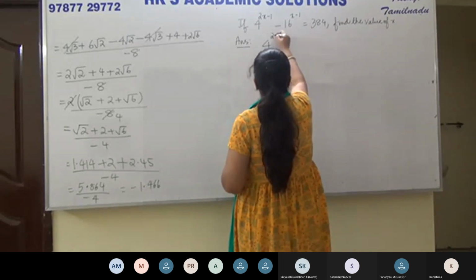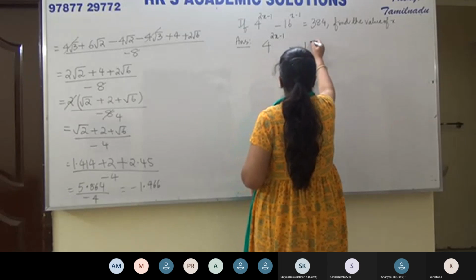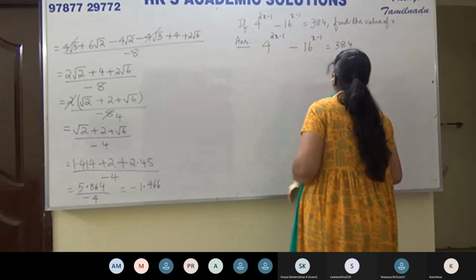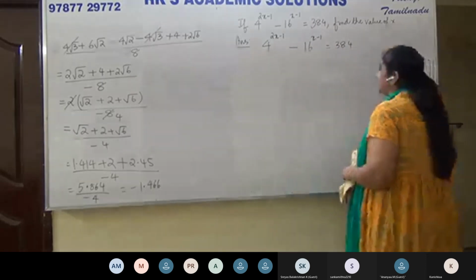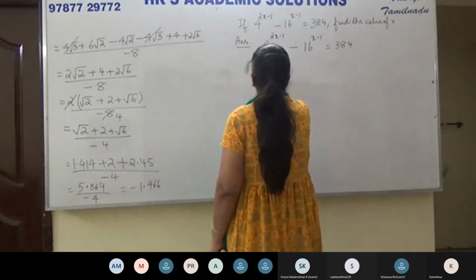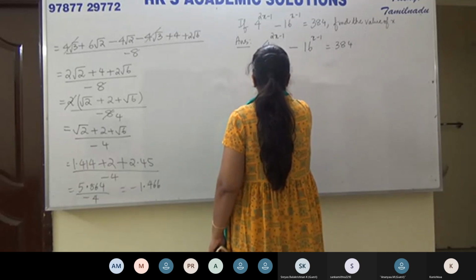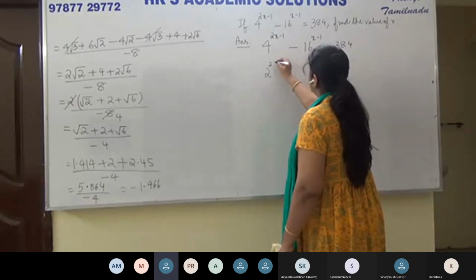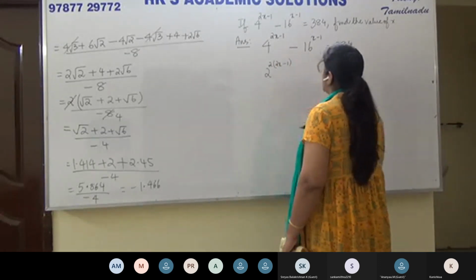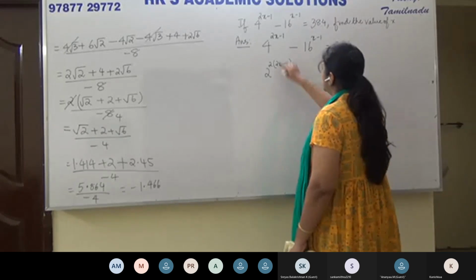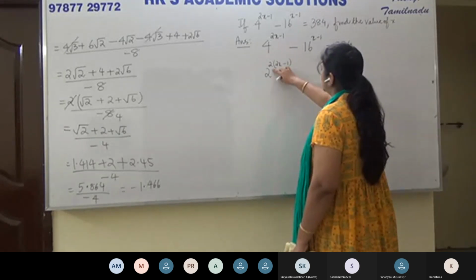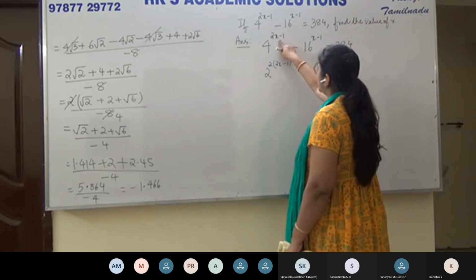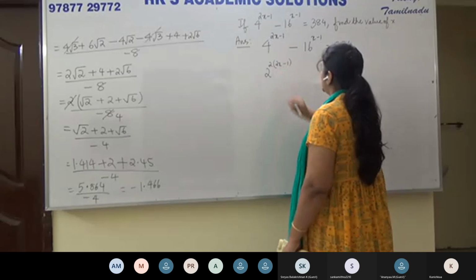So we're given that 4 to the power 2x minus 1 minus 16 to the power x minus 1 is equal to 384. Given this equation, we need to solve for x. We need to find the value of x. Now 4 can be expressed as 2 squared, and we already have the power 2x minus 1. So multiply the powers, 2 into 2x minus 1.